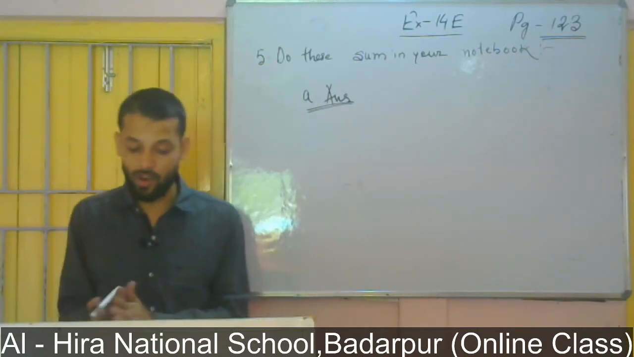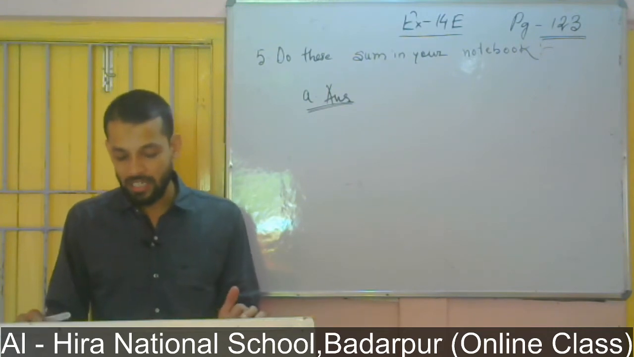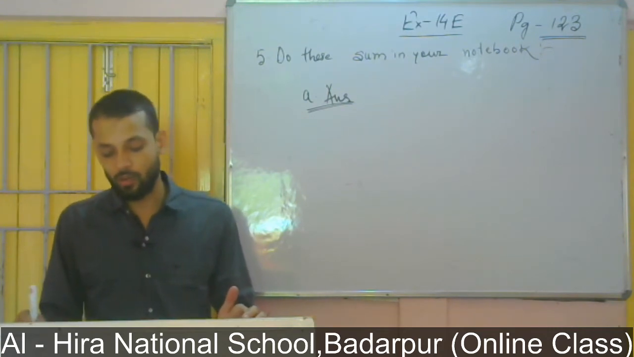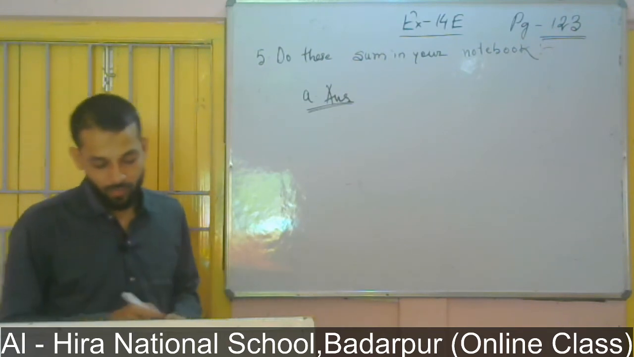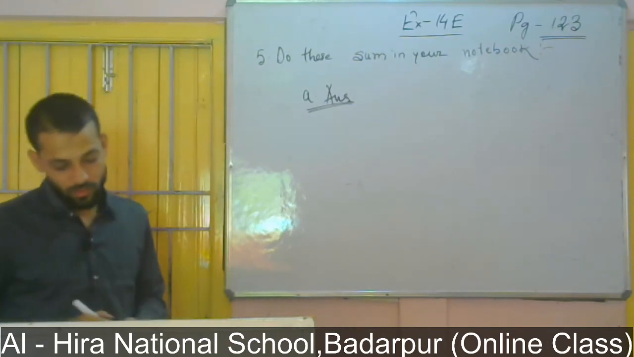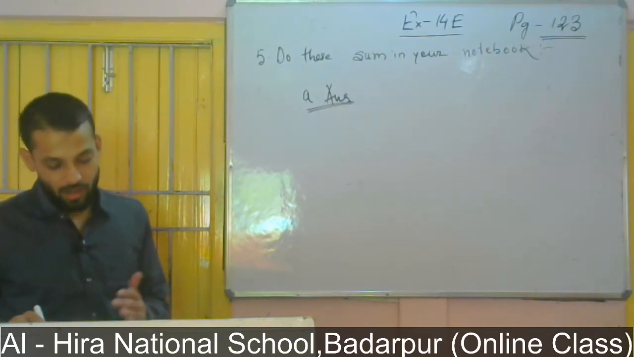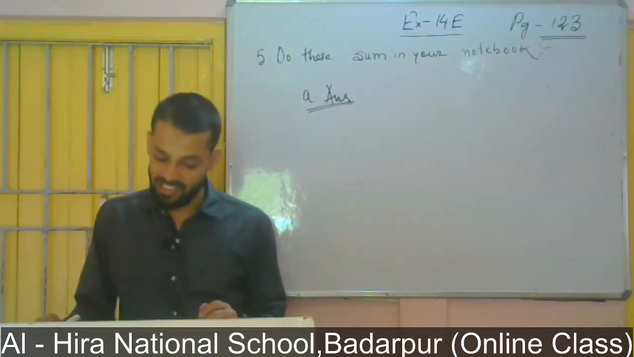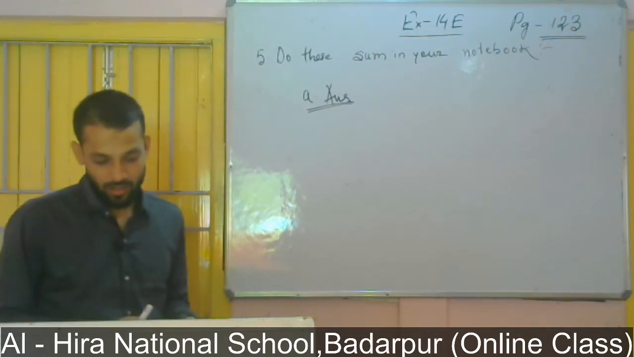Cupboard rupees 5895. So here what we have to do? We have to find out the total amount of money which is required to buy the chair, table and cupboard. Here only one unit of money is given, that is only rupees. So easily we can do this one, right?